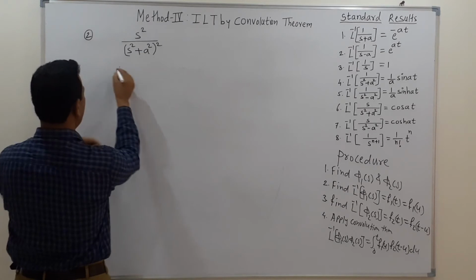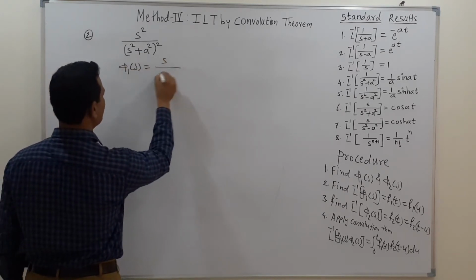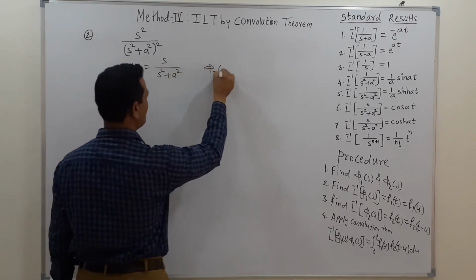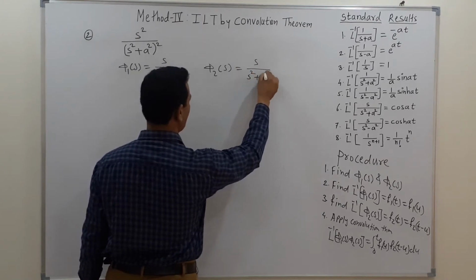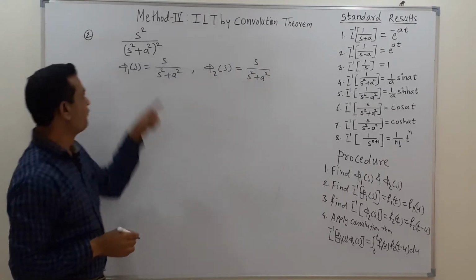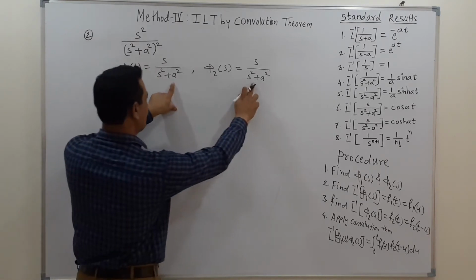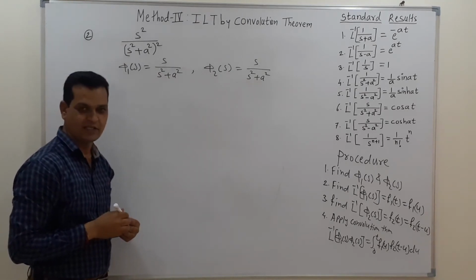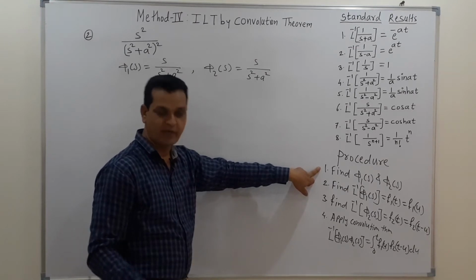So we can write this as phi 1 of s equal to s upon s square plus a square, and let's denote the second value as s upon s square plus a square. That means we split the given example into two parts, so that after taking the product of these two parts we get the original function as it is. So this is our first step for solving the example by convolution theorem.